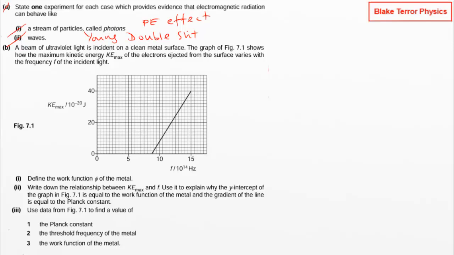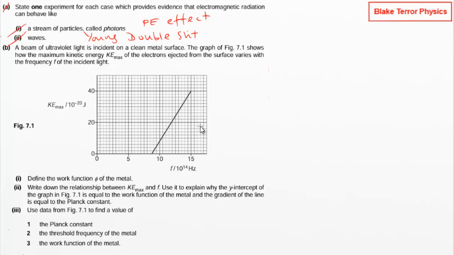Right, B. A beam of UV light is incident on a clean metal surface. The graph of figure 7.1 shows how the maximum kinetic energy of the electrons ejected from the surface varies with the frequency of the incident light. Define the work function of the metal. Right, we've had this quite a lot, so I won't write it all out. Work function: minimum energy required to release a photoelectron from the surface of the metal.